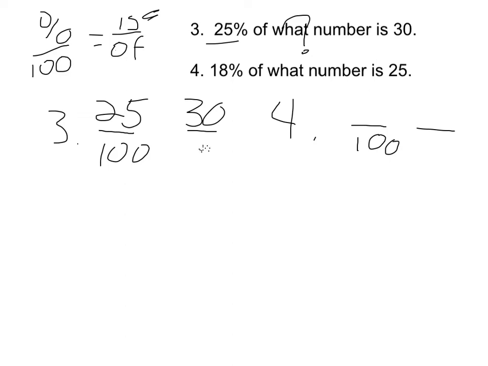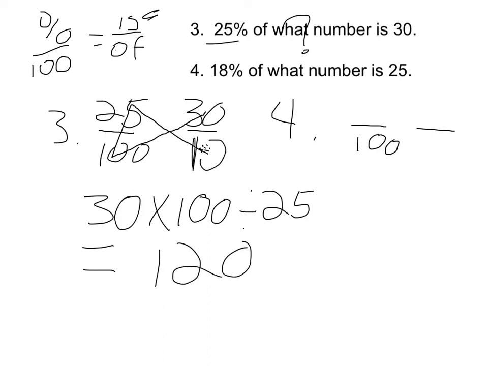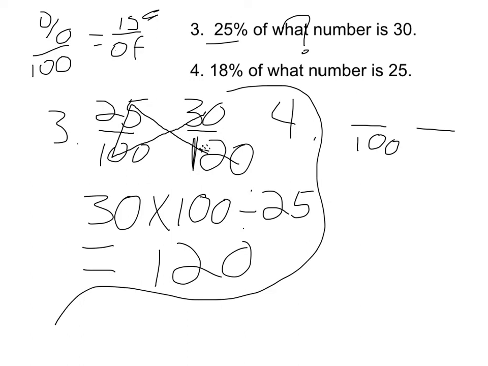So I'm going to start on the 30 and go 30 times 100 divided by 25 equals 120. So I know this is 120. I'm going to run out of room, so I'm going to separate these two. I write a little bit too big. So let's go on to 4.